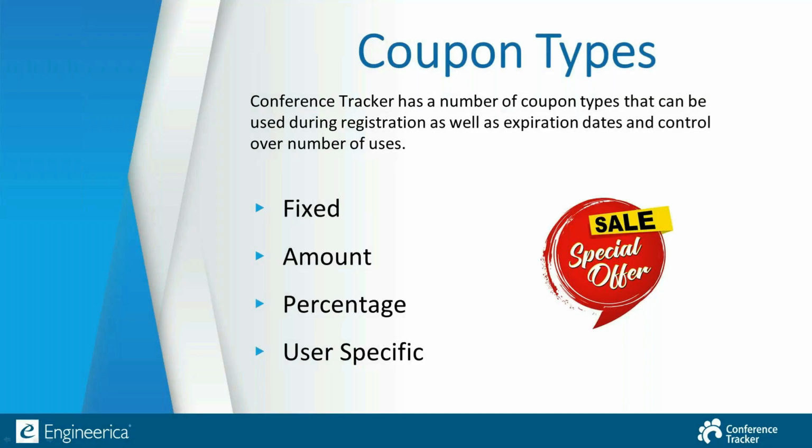Now within Conference Tracker, there are different coupon types. For these types, you can actually set an expiration. You can also determine how many users or attendees can use each coupon. These coupon types are either a fixed amount, so a fixed rate, a total amount, or a percentage off of your registration, and they can even be user specific. So if you wanted to offer a discount that only a single user can use one time, you'd be able to create those.